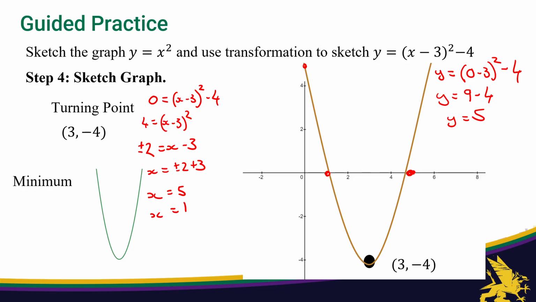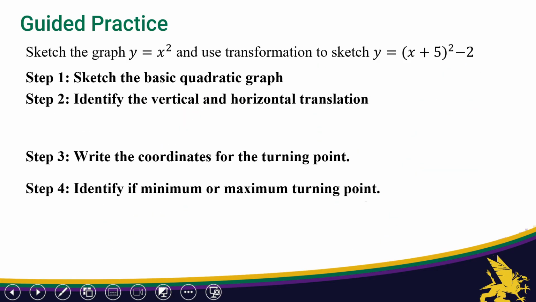So that means I've got an intercept all the way up here, 5. Just remember to label them: 0, 5. This one will be x is 5, y is 0, and this one will be x is 1, y is 0. So we do need to make sure we label everything. I'll just do one more.